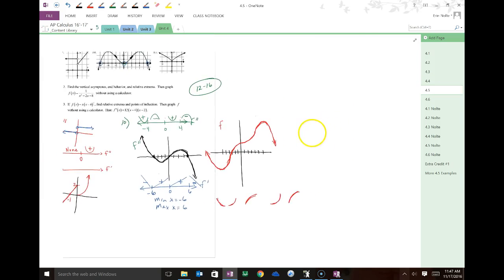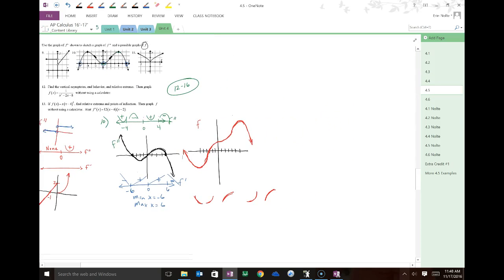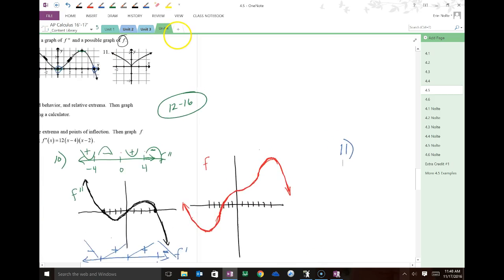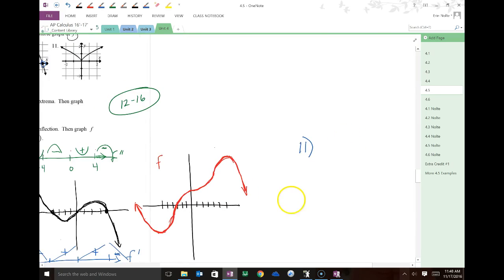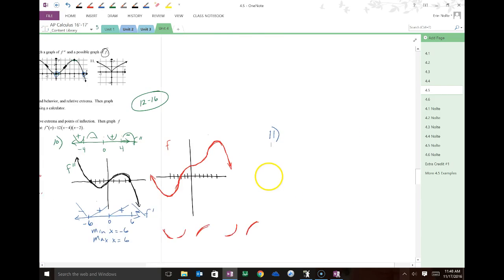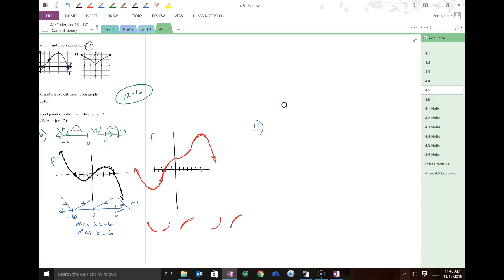Okay. All right, let's try 11. I think this one is a little bit easier. It's less gnarly. So first let's do the graph of the second derivative. Let's see if I can get this all in here and looking nice. Okay, so let's do this in black.